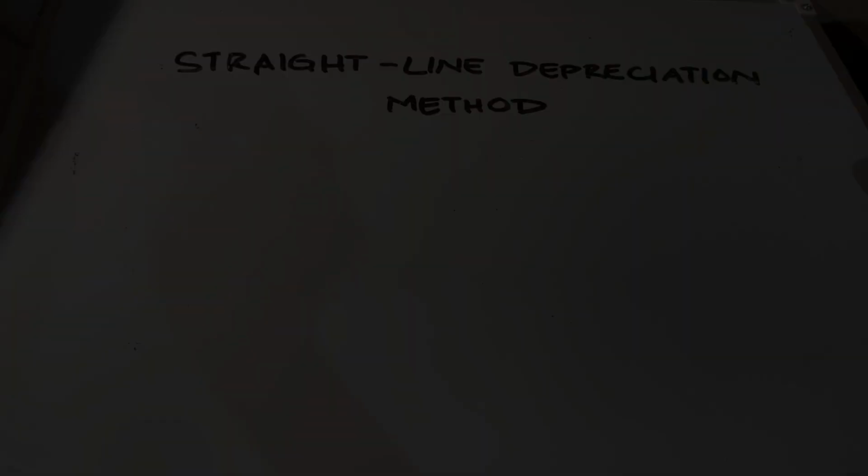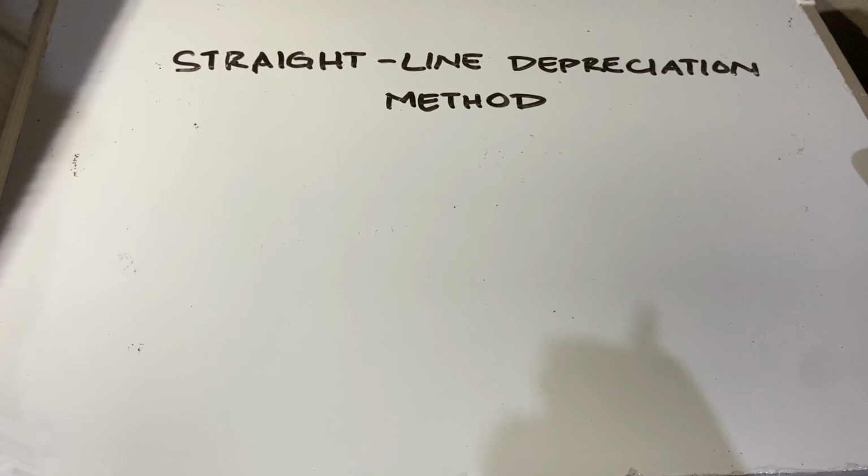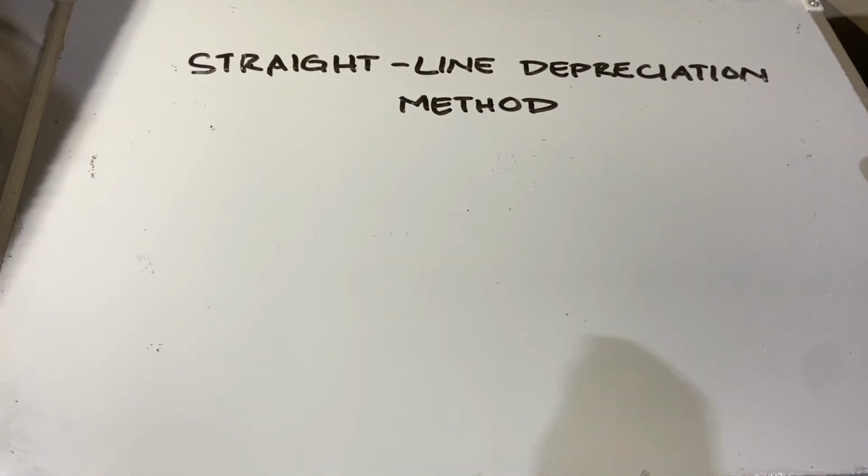This is one of the most common and simplest ways to calculate the decrease in an asset's value over its useful life. So first, let's define what is the straight line depreciation method.